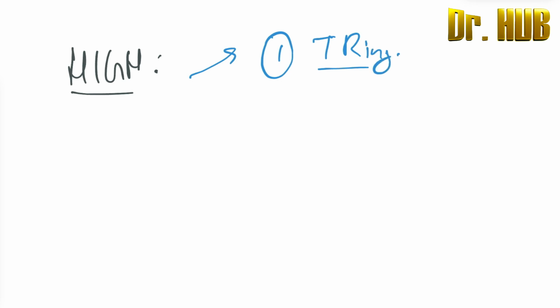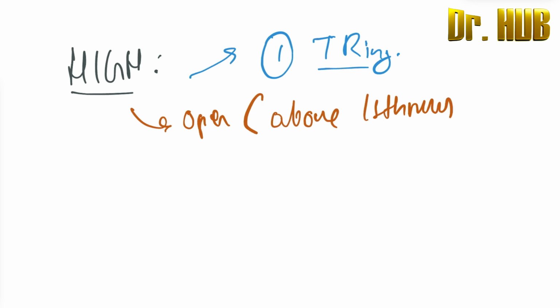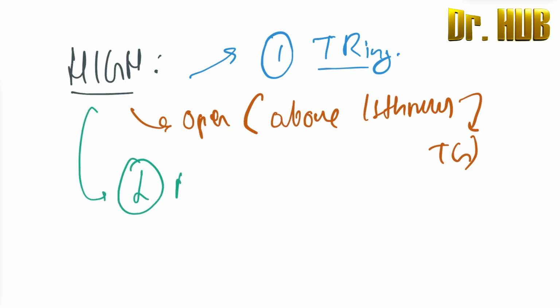And an opening is made above the isthmus of the thyroid gland. And it is done in case of malignancy of the larynx.